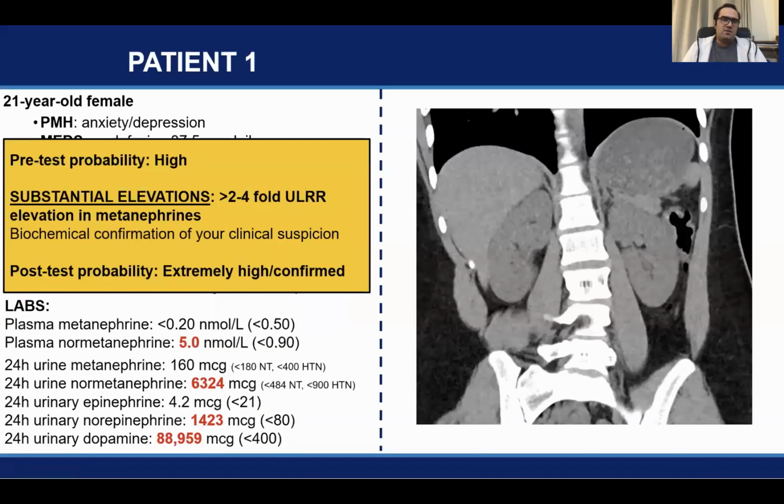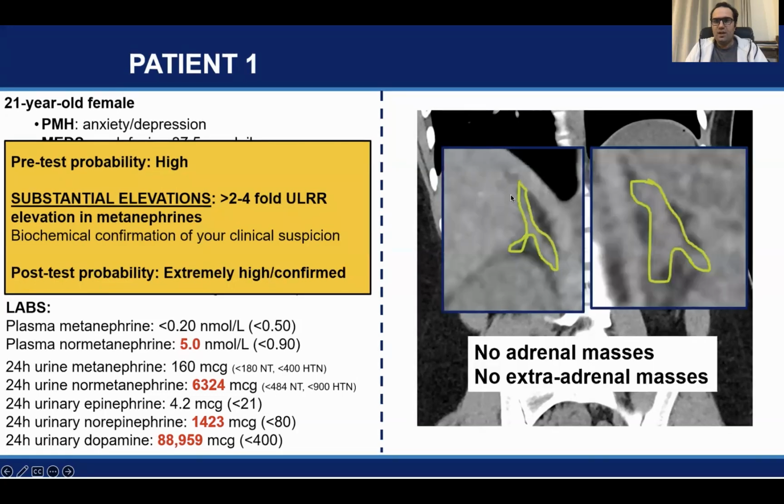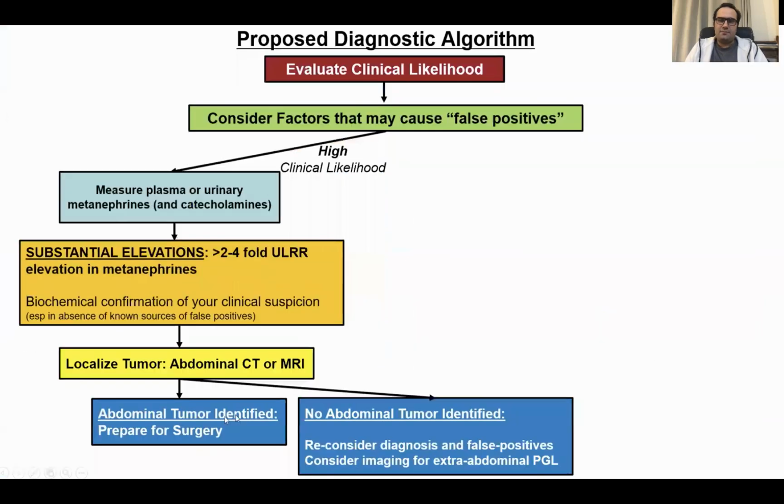So this is the patient. The pretest probability was high, and the substantial elevations were more than fourfold. It was 5 to 6-fold. So the post-test probability is extremely high and kind of confirmed. Abdominal CAT scan was done, and here you can see nothing in the adrenal is appreciated. So these are the two adrenals. No adrenal masses and no extra-adrenal masses.